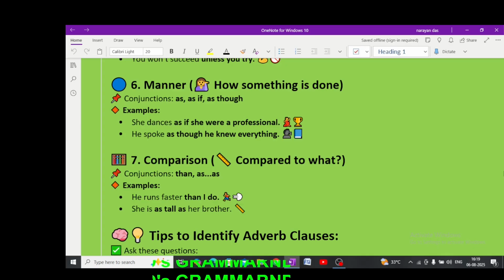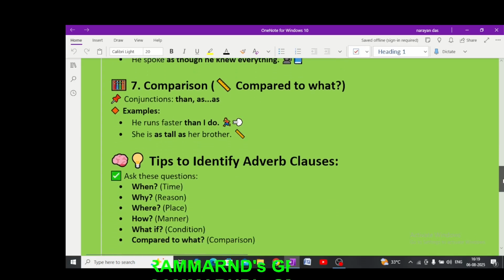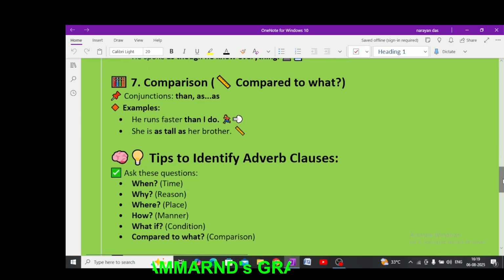Number 7. Comparison. Adverbial clause of comparison. That is, compared to what? Conjunctions are than, as. Examples. He runs faster than I do. Here than makes the comparison. It is the subordinating conjunction. Than I do is the subordinate adverb clause.